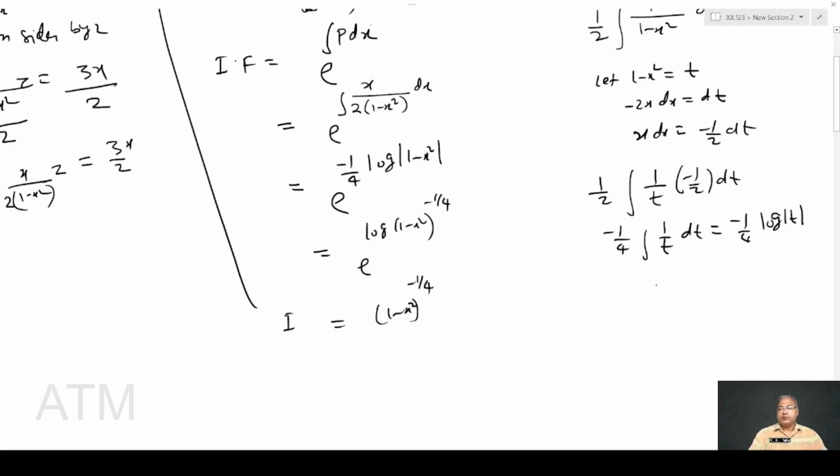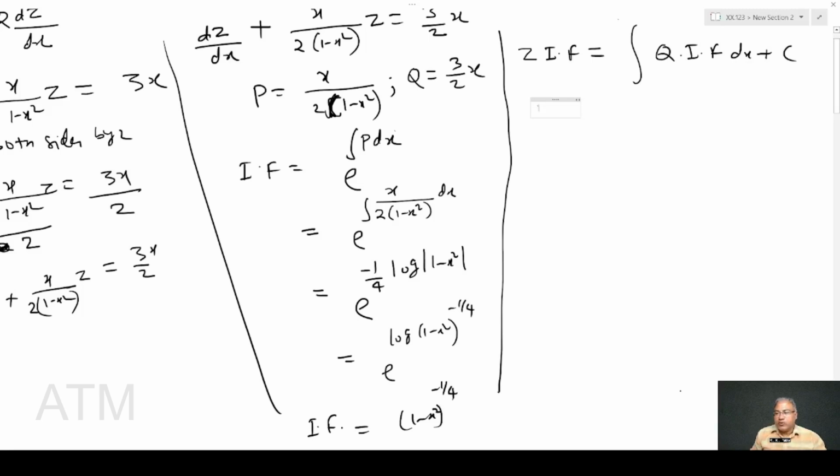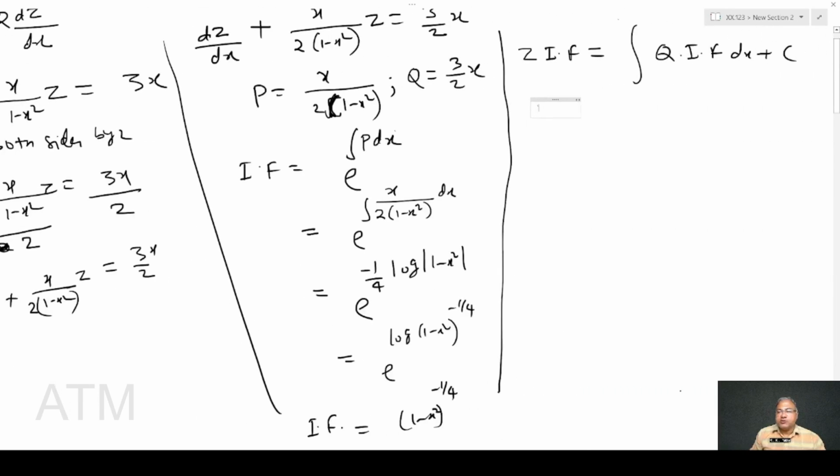So this becomes the integrating factor. After that, the solution is z into integrating factor equals the integration of q multiplied by integrating factor dx plus c. What is the z value? Z is nothing but y raised to 1 by 2.